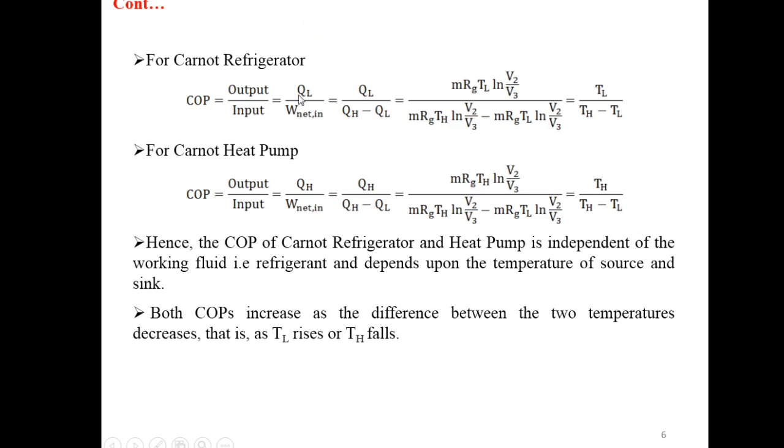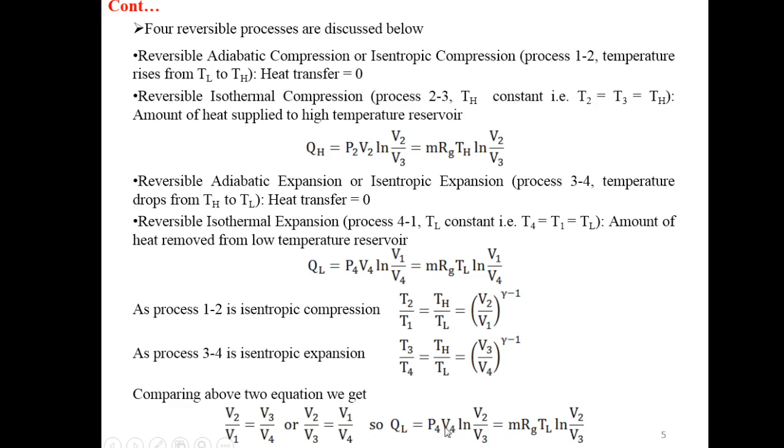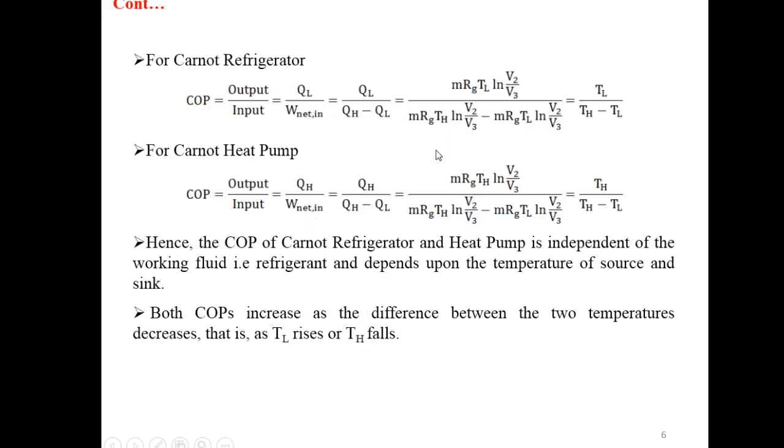So QL divided by W net in, work in. W net will be QH minus QL and output is QL. So this ratio will give the COP value. If you put the value of QL and put the value of QH, you will get this relation. Cancelling the common term, you will get TL divided by TH minus TL. That is lower temperature divided by higher temperature minus lower temperature. Always remember it in this way.